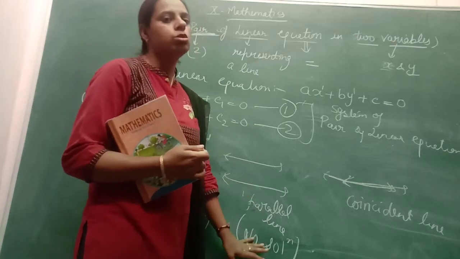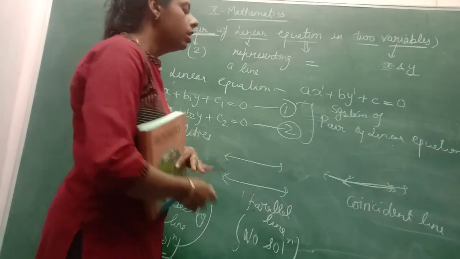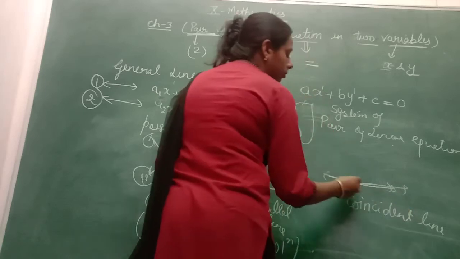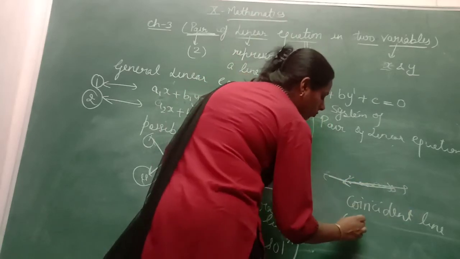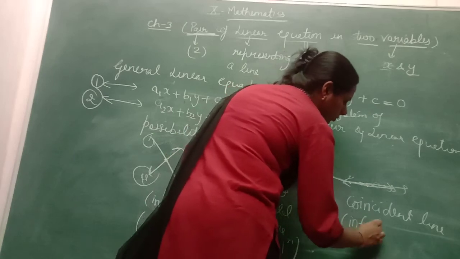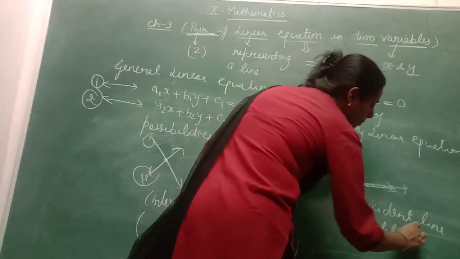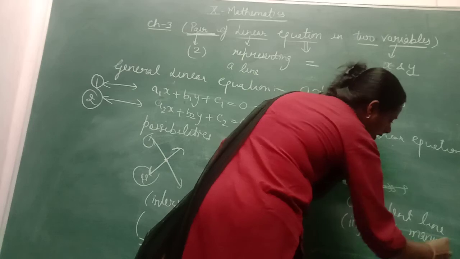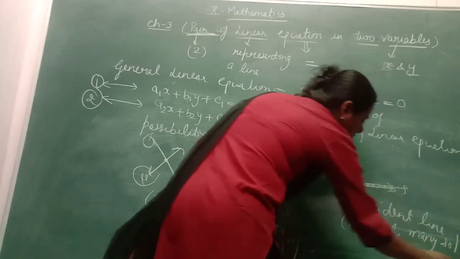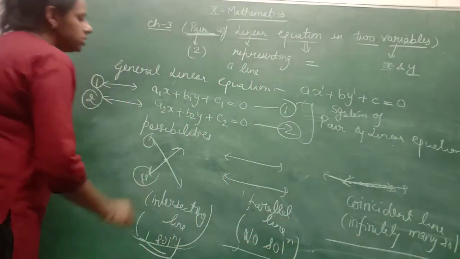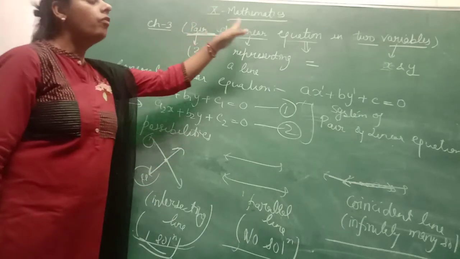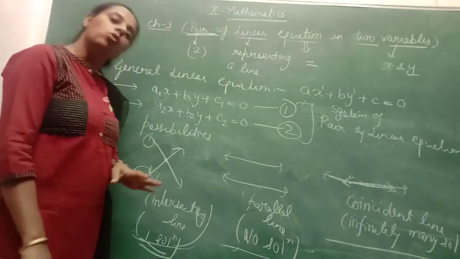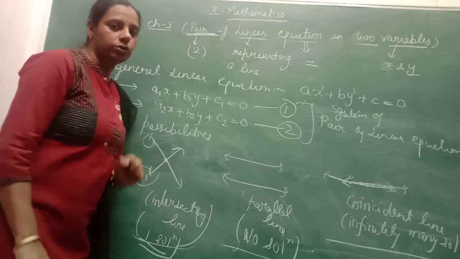So no solution is possible in this case. And in the case of coincident lines, there are a lot of points where they meet each other, so infinitely many points are there. Infinitely many solutions are possible in this case. Okay, only these three possibilities are there in the case of a pair of linear equations in two variables. Thank you.